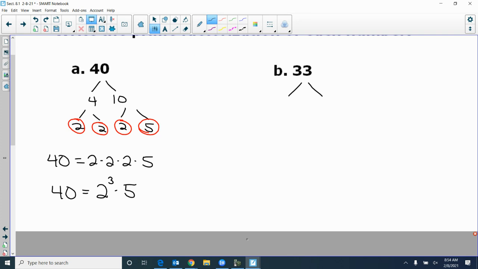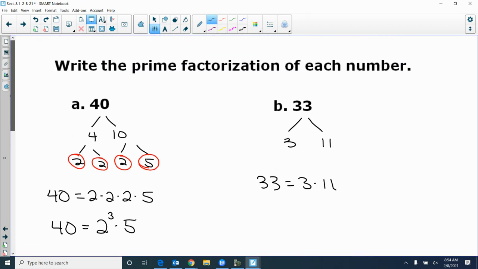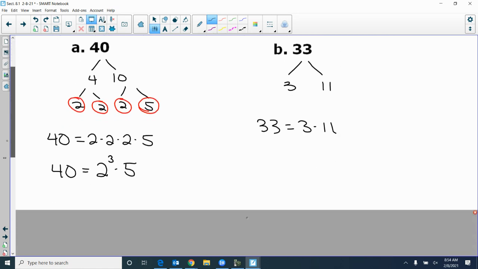All right, what about 33? Sam? 3 times 11. Yep. Now, does 3 break down any further? Does 11 break down any further? Nope. So 33 can be written as 3 times 11. That is its prime factorization.